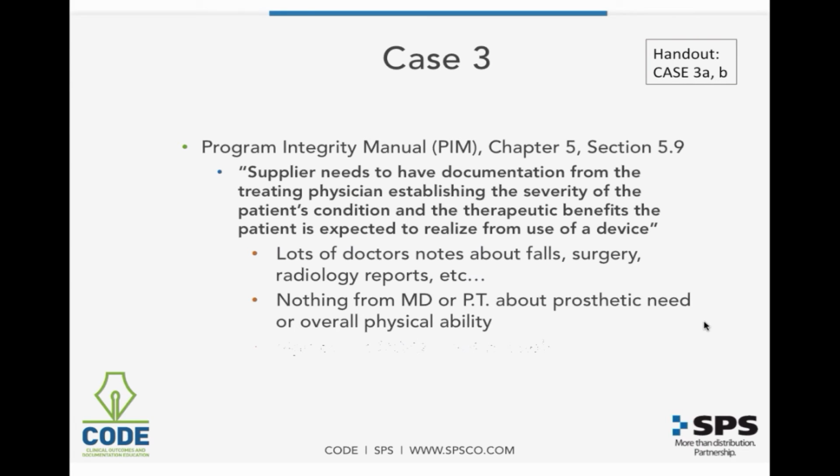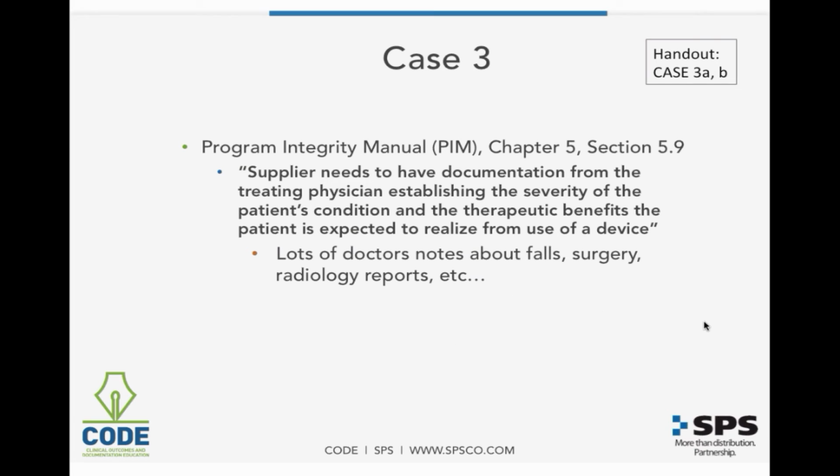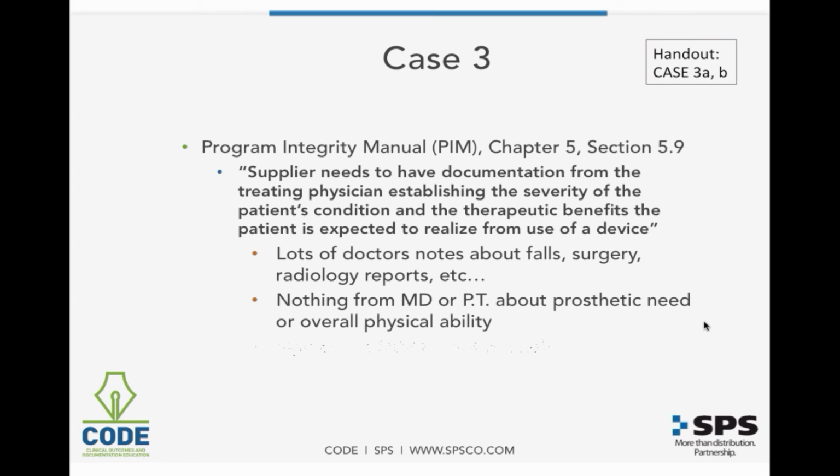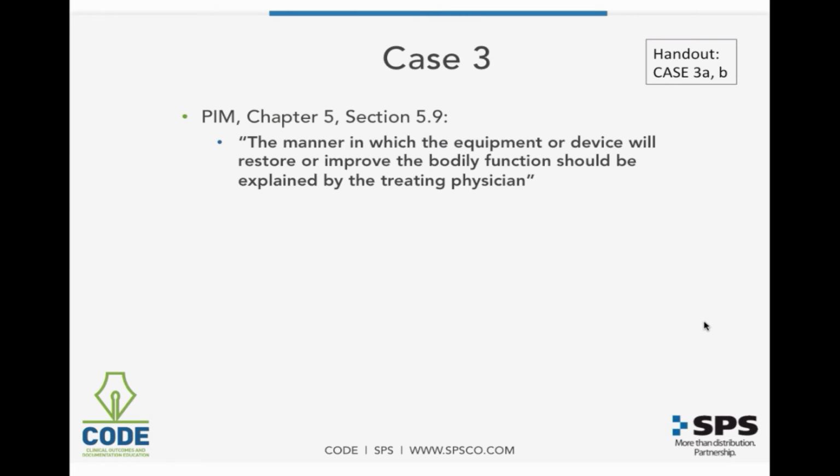So we had lots of doctor's notes all about falls and terrible things, nothing from the physical therapist or the MD about prosthetic need or overall physical ability. And then the practitioner in this case said, but they signed off on the detailed written order that said the patient was at this level and expected to use it for this length of time, and so on. And that's just not enough. It has to be in the notes, right?